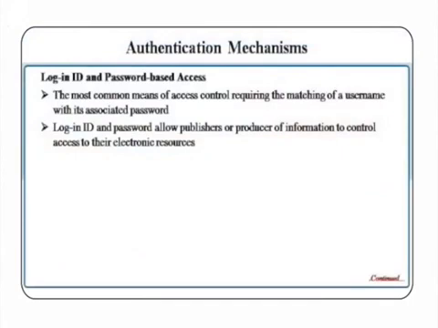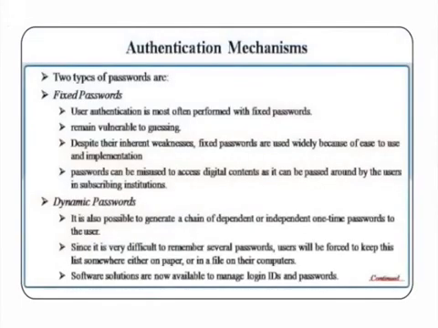Now let us discuss authentication mechanisms. The first one is login ID and password based access. This is the most common means of access control, requiring the matching of a username with its associated password. Login ID and password allow publishers or producers of information to control access to their electronic resources. The two types of password are fixed passwords and dynamic passwords.